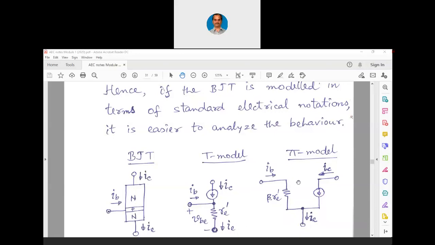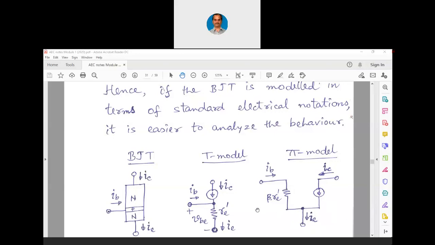The only difference is that the dynamic resistance of the emitter is represented directly at the input side. Otherwise, both are the same. Now, the advantage with the pi model is that you can distinctly visualize the input separately and the output separately, or you can analyze the input circuit separately and the output circuit separately, because we have drawn the diagram in that manner. Otherwise, even the T model can also be used for solving the exercises or finding out the mathematical model of the circuitry.